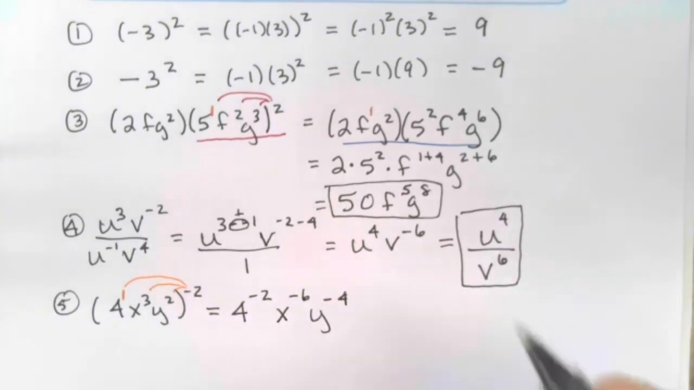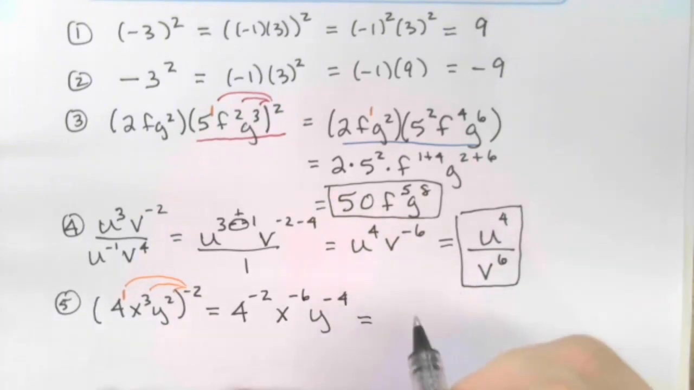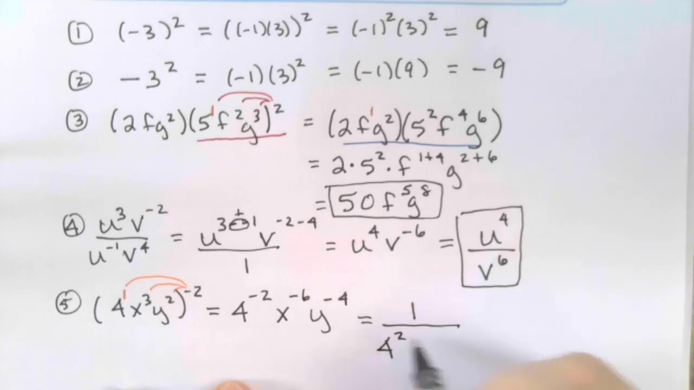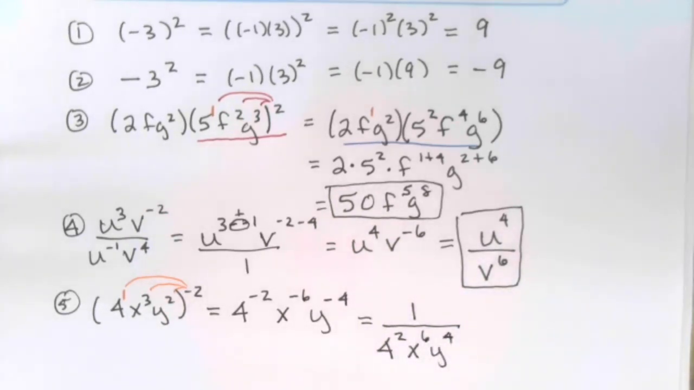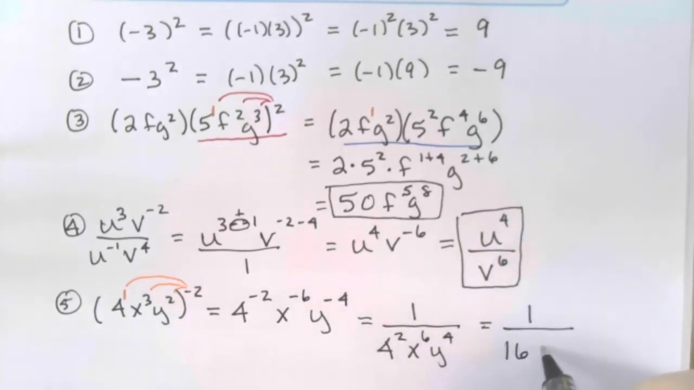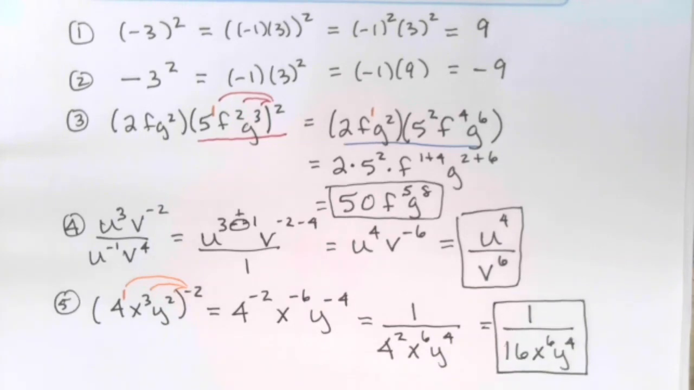Now all of these are negative, so I'm going to move them down. There's now a 1 up there, and I have a 4 squared, x to the 6th, y to the 4th. No more negative exponents. Last step is to square the 4. 4 times 4 is 16. So 16, x to the 6th, y to the 4th. And there we have it.